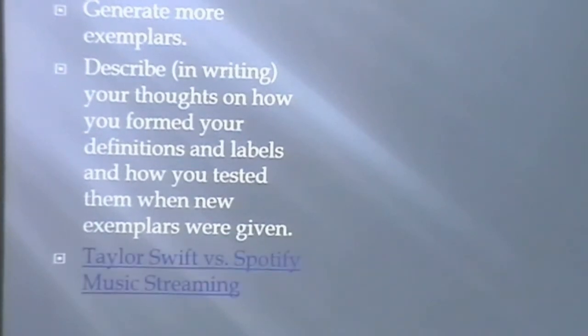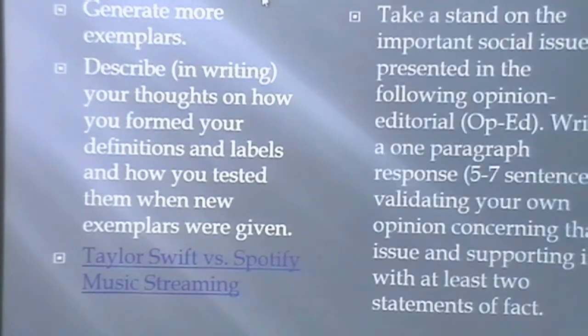Tomorrow we will talk about Taylor Swift and look at an actual op-ed. And like I said, in your objectives, you'll be able to take a stand on it and, just like right here, write up your own miniature op-ed.